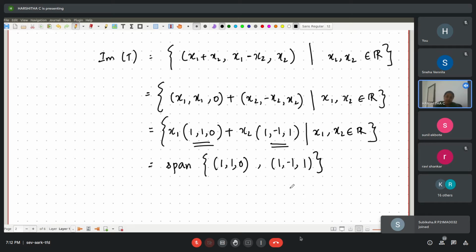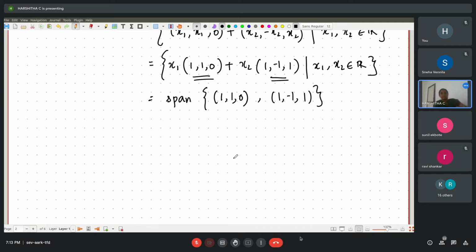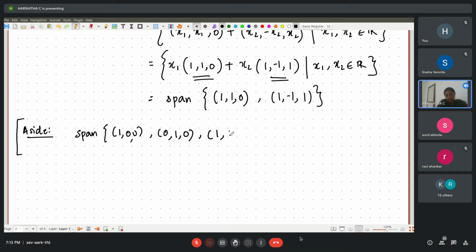Now, what is the dimension of a space spanned by vectors? You see, how many linearly independent vectors can you use to span it? What I want to say is, suppose we have the span of, let's say, (1, 0, 0), (0, 1, 0) and (1, 1, 0).